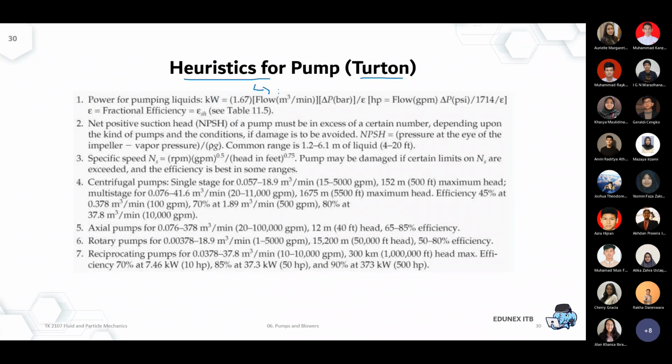Some of the things that could be useful for you: again, your NPSH must be in excess of a certain number, as I explained, depending on the pump and the condition, if damage by cavitation is to be avoided. The common range for the NPSH required by a pump is around 1.2 to 6.1 meters.